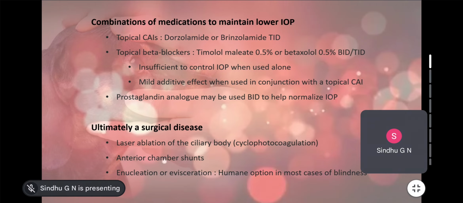Or if it is a very bad case, not responding to any management, then we have to go for enucleation or evisceration of the eyeball, which is the most humane option in most cases of blind glaucoma patients.